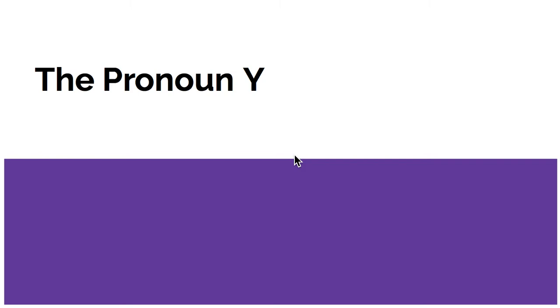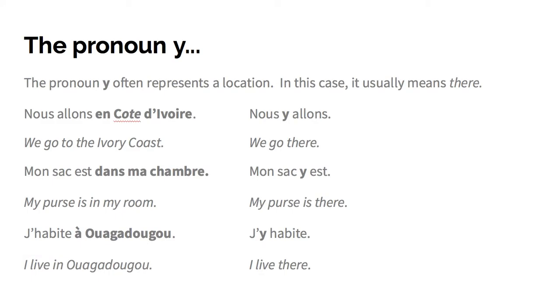Today we have the pronoun, or pronom, in French, pronoun Y. It looks like Y, but it's pronounced E in French. This is going to be exactly the same as what you saw last week as far as find it, change it, move it. It's just a new one for you to do. The pronoun Y represents a location, so it usually means there. Anytime you see a location in a sentence, you can replace it with the pronoun Y.